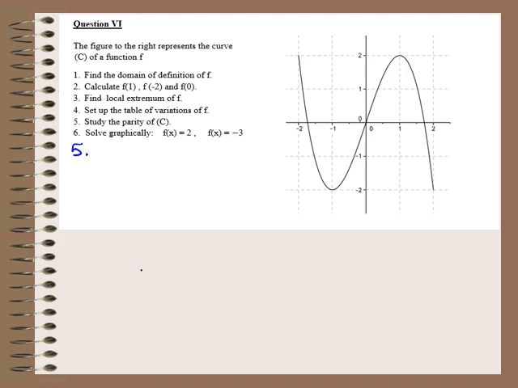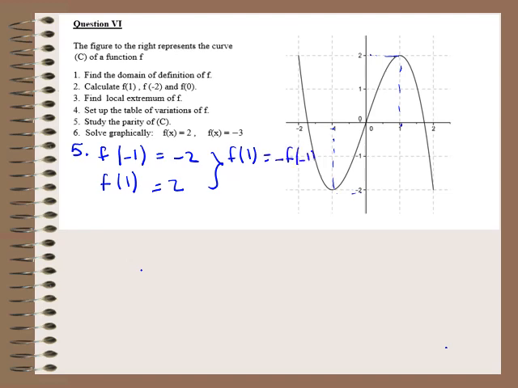Part 5. Study the parity of f. We should see whether f is even or odd. So we get f(−1) and f(1). f(−1) is −2, and f(1) is 2. Therefore, f(1) equals minus f(−1). Therefore, it is odd.